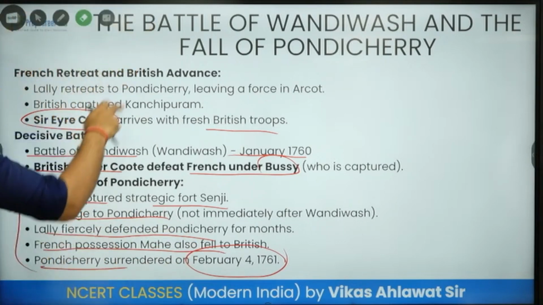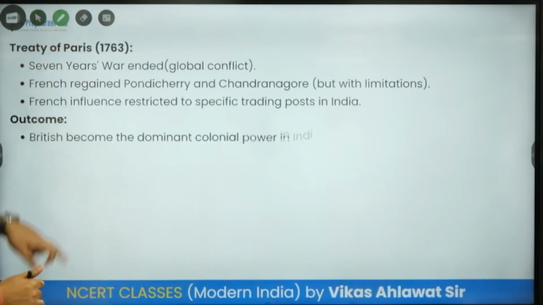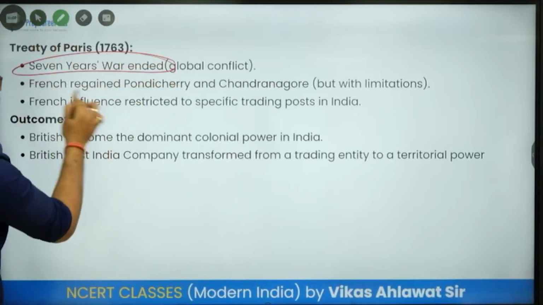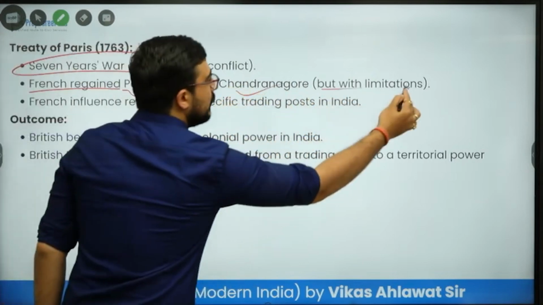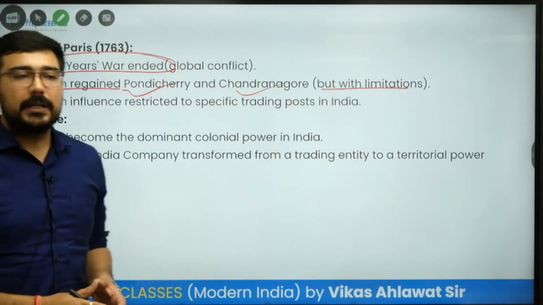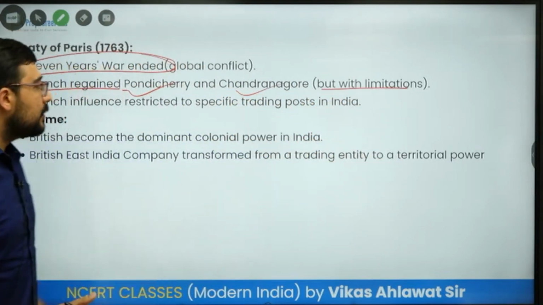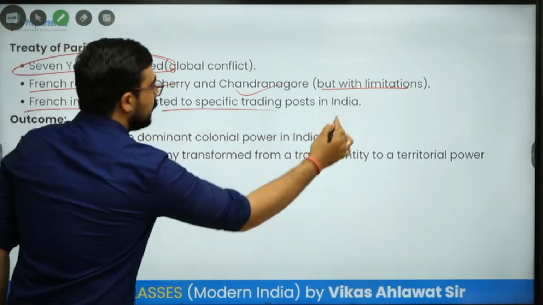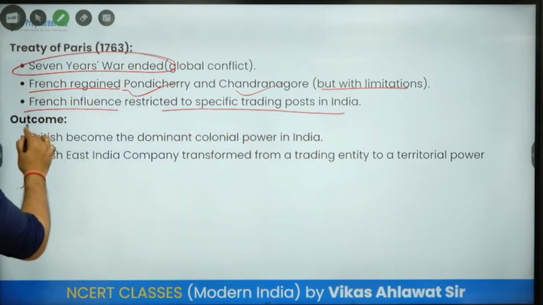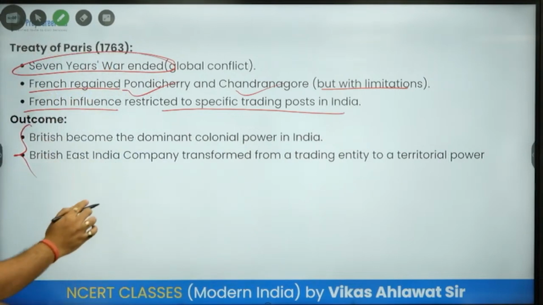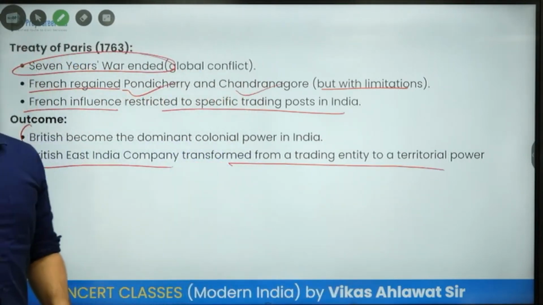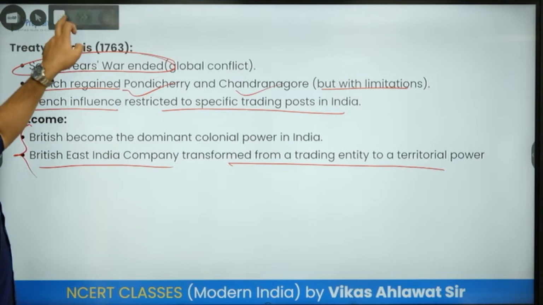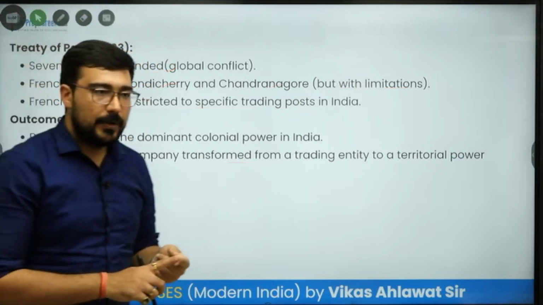This treaty was again the outcome of the 7-year war, which was fought in Europe. The 7-year war ended. France regained Pondicherry as well as Chandarnagar, with limitations naturally. Now they cannot pursue their political activities. They will only engage in commercial ventures. French influence was restricted to specific trading posts in India. The British became the dominant colonial power in India, and finally, the East India Company transformed from a trading entity to a territorial power.